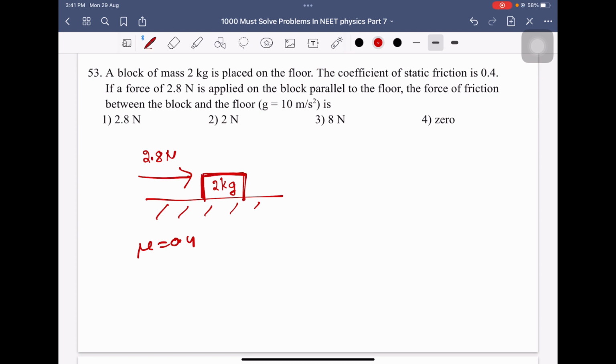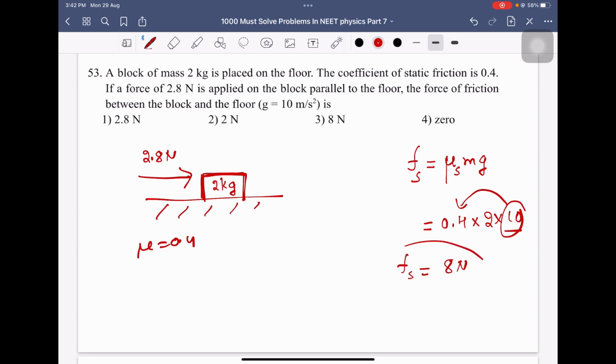So what is the maximum value of static friction? That I will find out. The maximum value of static friction is equal to mu s into mg. That is equal to mu s is 0.4, into mass is 2 kg, into g is 10. 10 into 0.4 is 4. So 4 into 2 is 8. The maximum value of static friction is 8 Newton.